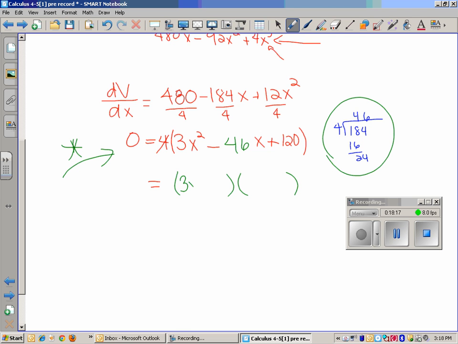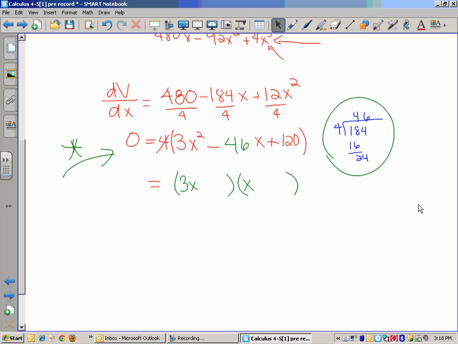Okay, so now 3x and x. And now multiples of 120. So I'm going to go ahead and move that. And so multiples of 120 include 60 and 2. 120 and 1 is out. 30 and 4. 40 and 3. 30 and 4. 12 and 30. No, that's going to give me 42.